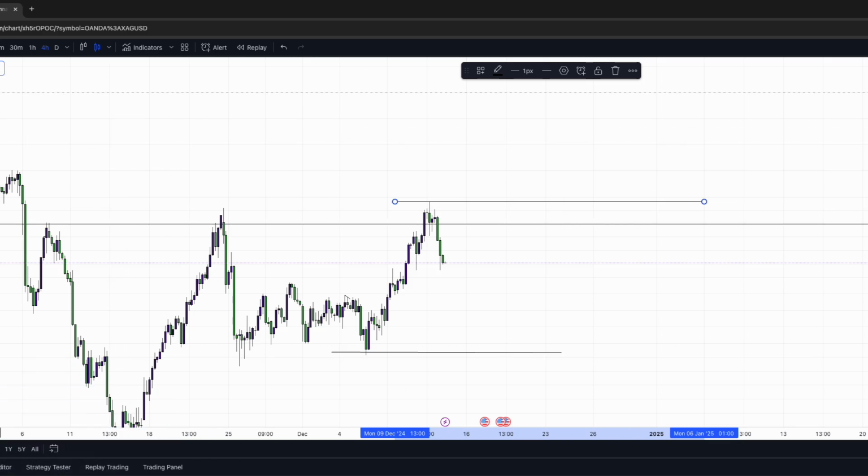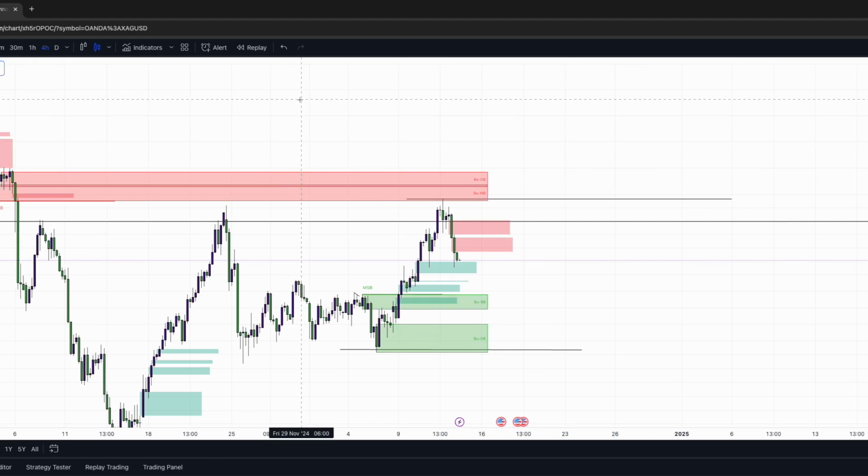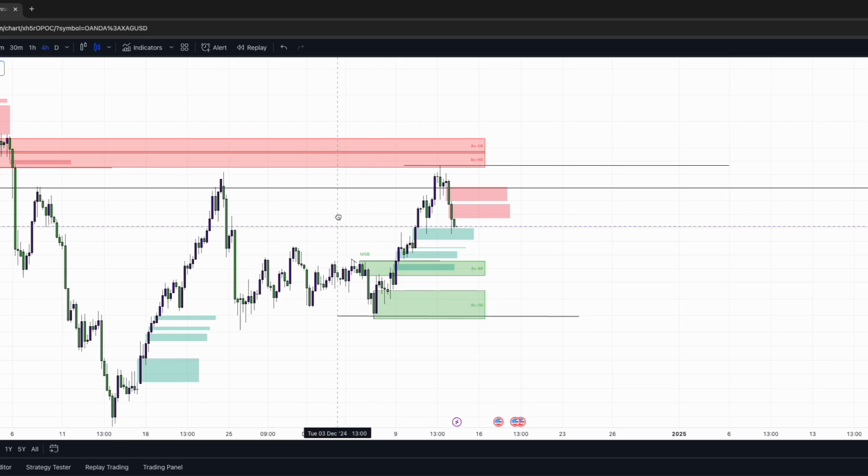One is called the fair value gap, and then the second one is a market structure break indicator. I use these two to help identify where my TPs are, when I should buy, when I should sell, when a trend is done.